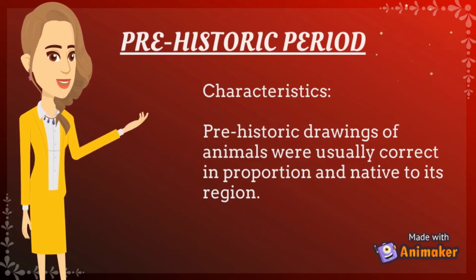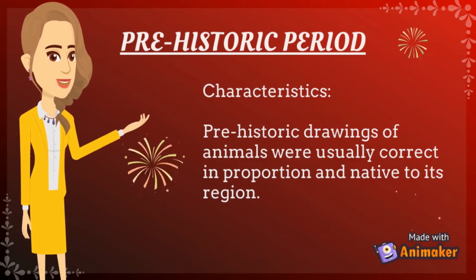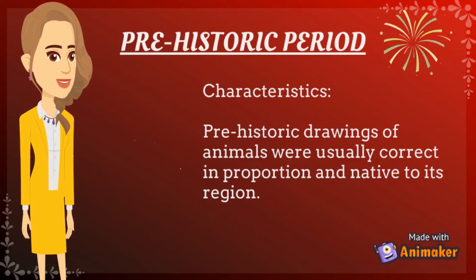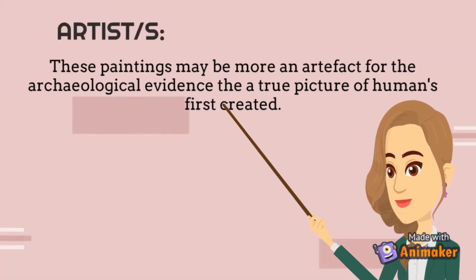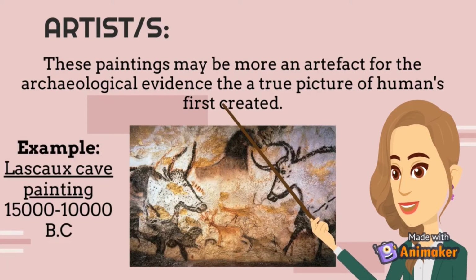Characteristics. Prehistoric drawings of animals were usually correct, in proportion, and native to each region. It means that the artist used the actual sizes of the animals in their paintings. These paintings may be more an artifact of the archaeological evidence than a true picture of humans' first created art. For example, we have the Lascaux cave painting from 15,000 to 10,000 BC. It is a cave painting from the prehistoric period.